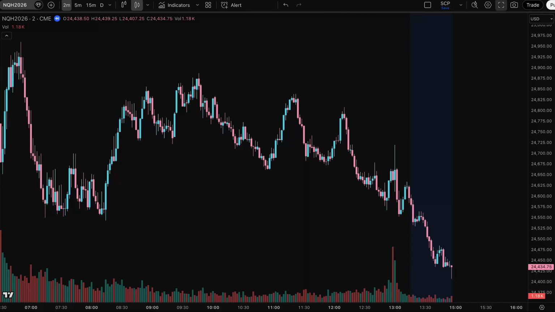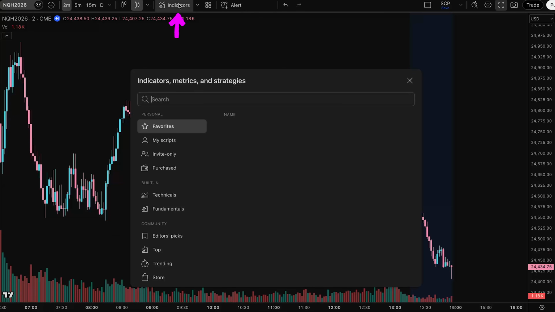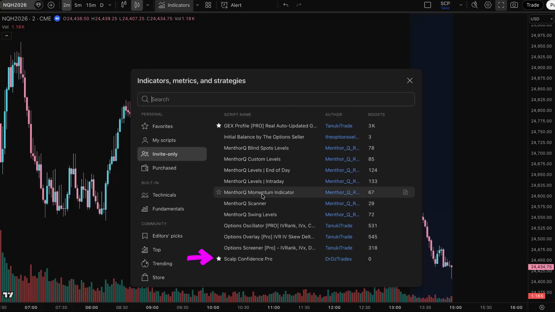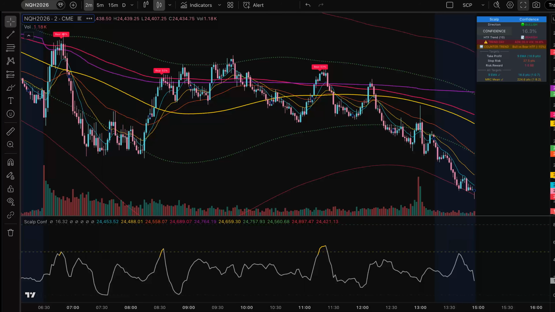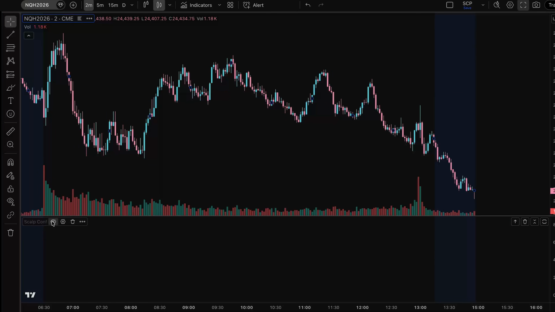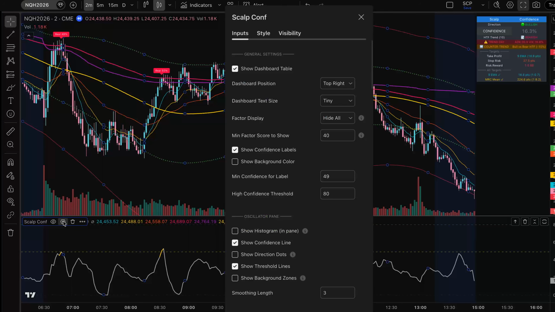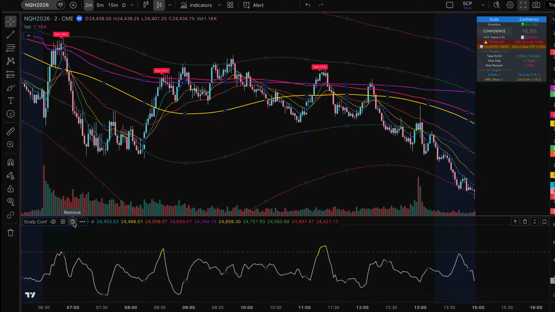When you're first granted access to the indicator in TradingView, go to Indicators, Invite Only, and then click on Scalp Confidence Pro by Dr. Oz Trades, the author of this indicator. It will then be automatically added to your chart. To adjust any settings, go to the top left and click this arrow, Show Indicator Legend. It'll then show the names of all the indicators you have. Go down to the bottom where you see Scalp Conf. To hide the indicator, press the eye-looking icon. You can adjust the settings by clicking the gear icon here. You can remove it by clicking the trash icon, and additional controls and settings can be found under the 3 little dots where it says more.